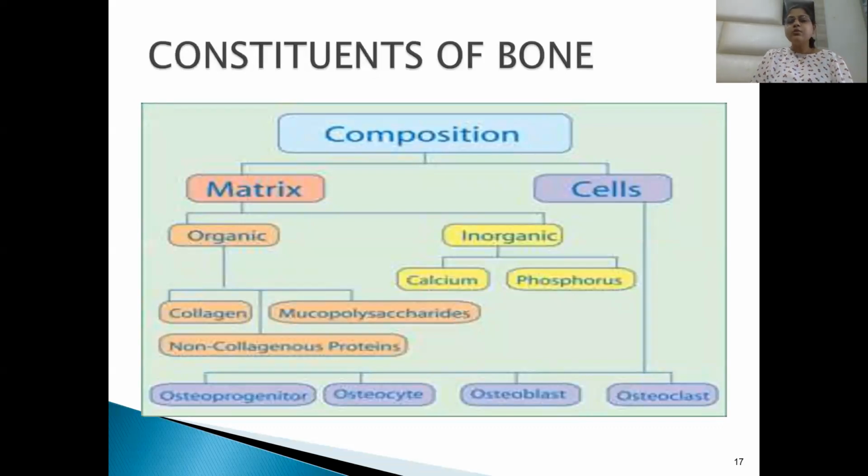Now, these are the constituents of bone: matrix and cells. Matrix is organic and inorganic. Inorganic contains calcium and phosphorus. Organic contains collagen, mucopolysaccharides, and non-collagenous proteins. And the cells are osteoprogenitor cells, osteocytes, osteoblasts, and osteoclasts.